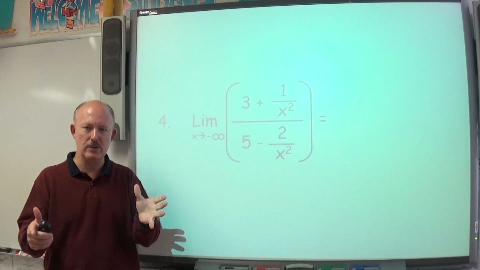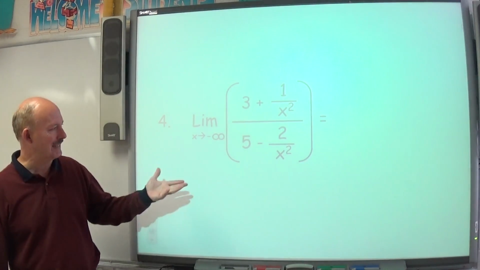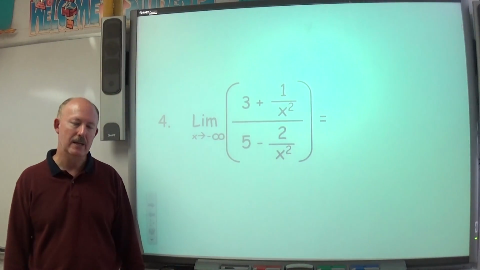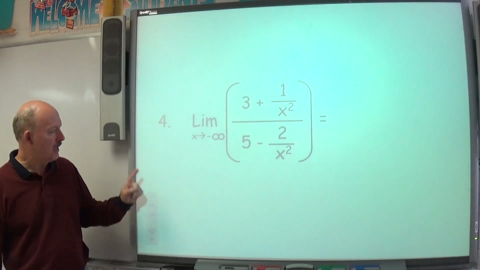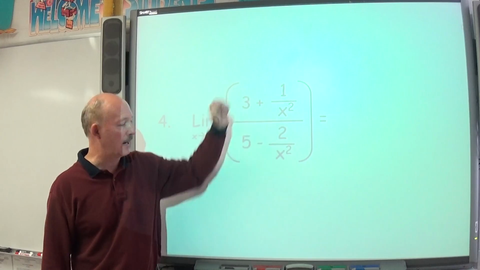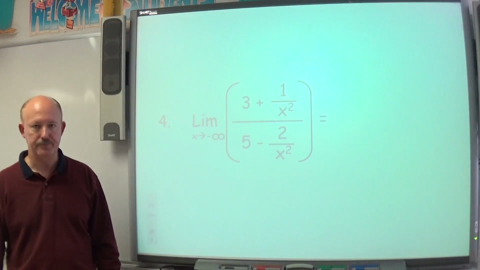Okay, let's try this expression here. Kind of an odd expression, but when we get into some of our examples, we're going to have to be able to evaluate this type of expression. So we're going to go ahead and do one here on our PowerPoint so you can see what's happening. Now we're going to find the limit as x approaches negative infinity of 3 plus 1 over x squared divided by 5 minus 2 over x squared.